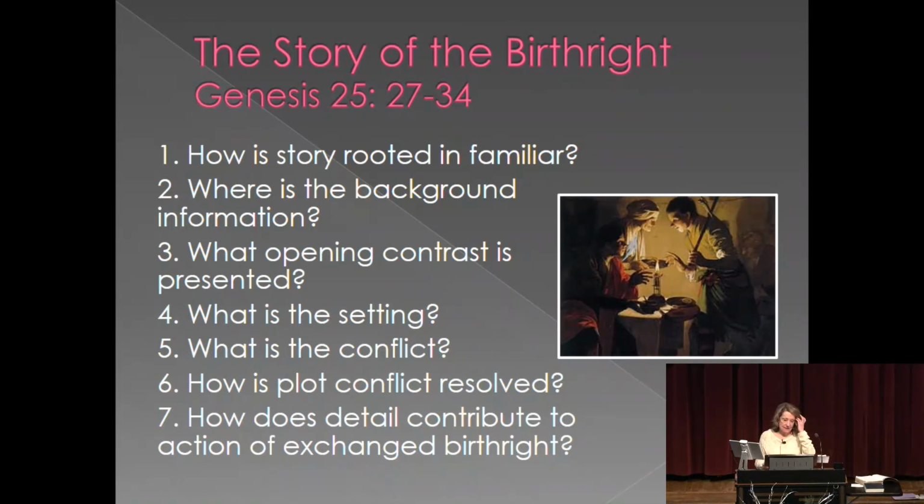What is the setting for this story? Where does it take place? Tent. There we go. Tent, and right away I know, oh my, Jacob has the advantage here because Esau's out of his element. He was not a man who stayed at home. He didn't feel familiar in the tent. He was one who liked to be out in the field hunting game. So right away, Jacob had an advantage.